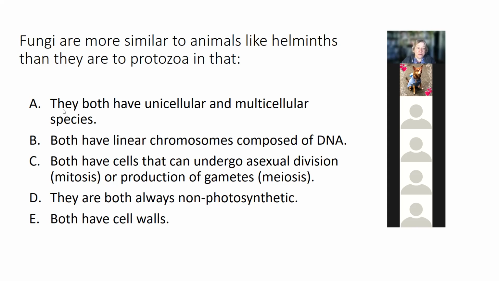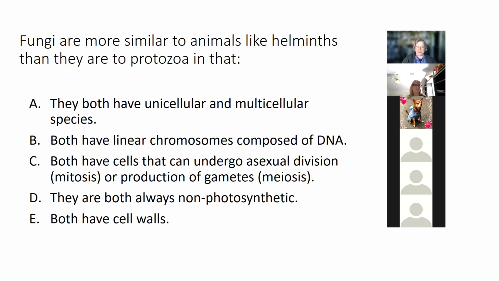Okay, so the favorite answers were they both have unicellular or multicellular species, and they both have cells that undergo asexual division, mitosis, or production of gametes, meiosis. All right, let's look at this one first. Fungi definitely have unicellular species. What do we call those? If I'm a fungus and I'm single cell, what am I called? Mold. Almost. There are some molds that are microscopic, but they're always multicellular. I know you don't think of them as that. Yes, yeast. Good job.